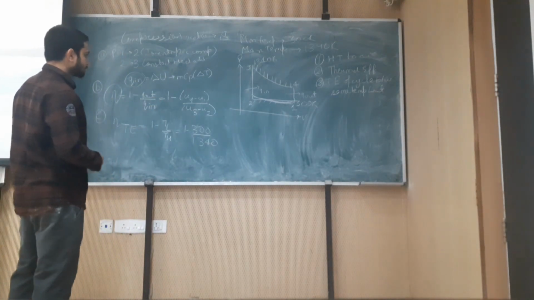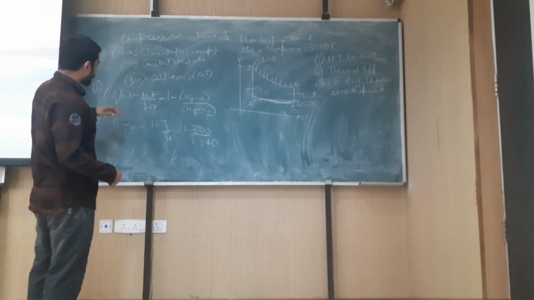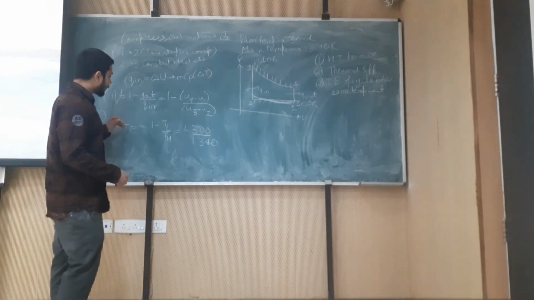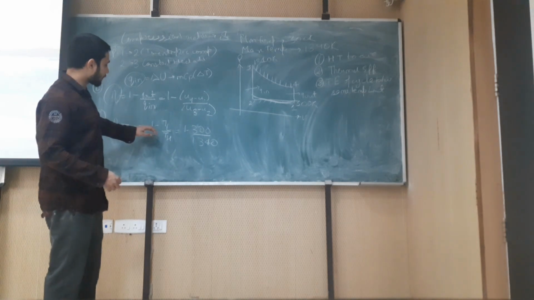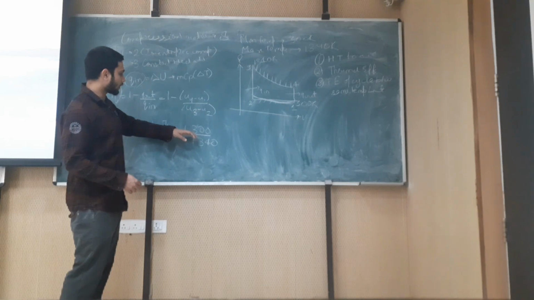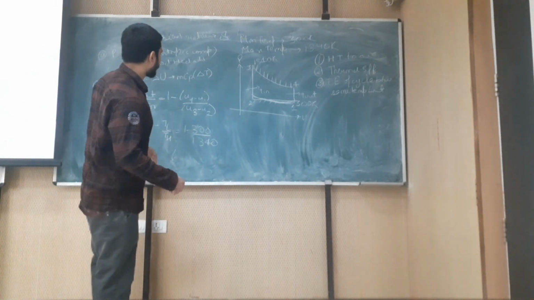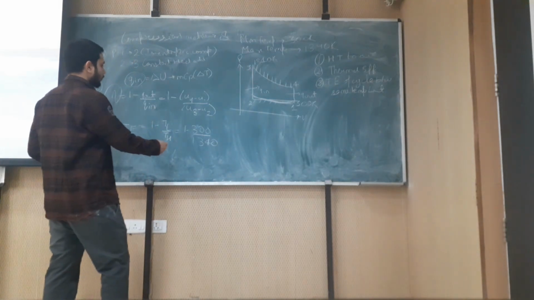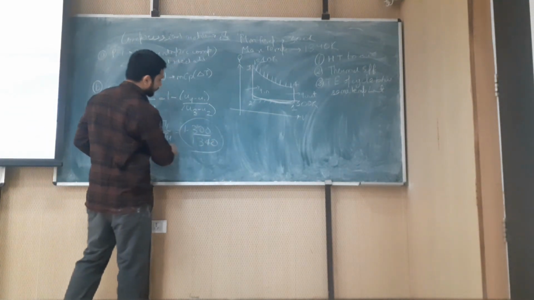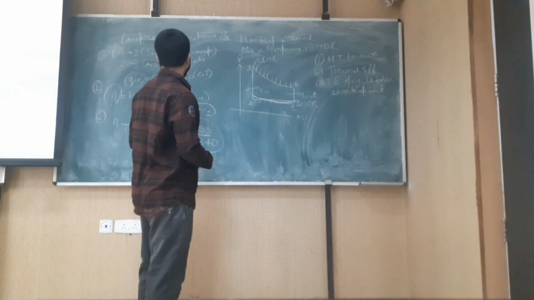So we found the efficiency for the process, and for the given temperatures the efficiency will be 1 minus TL by TH, or 1 minus the lowest temperature upon the maximum temperature. This is the efficiency we have to find between the two given temperatures, where one is the maximum and the other is the minimum.